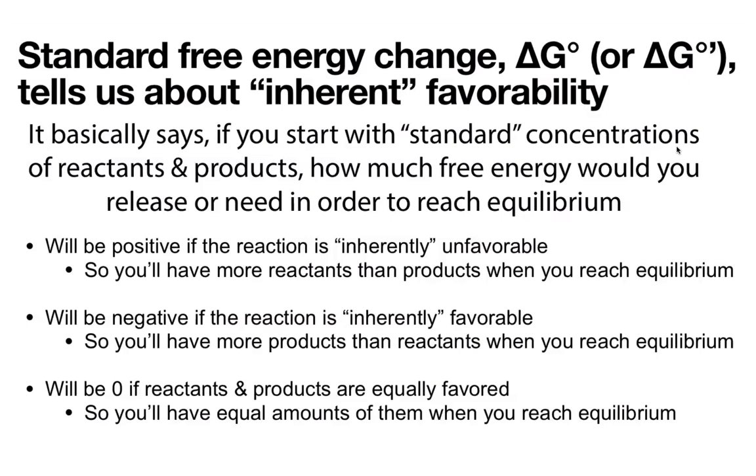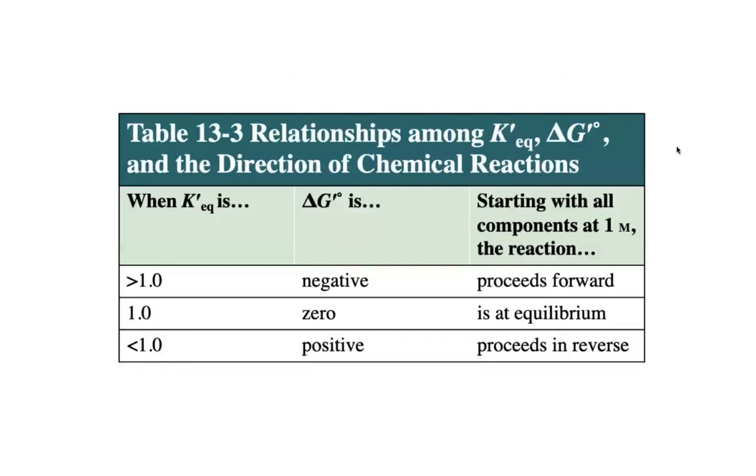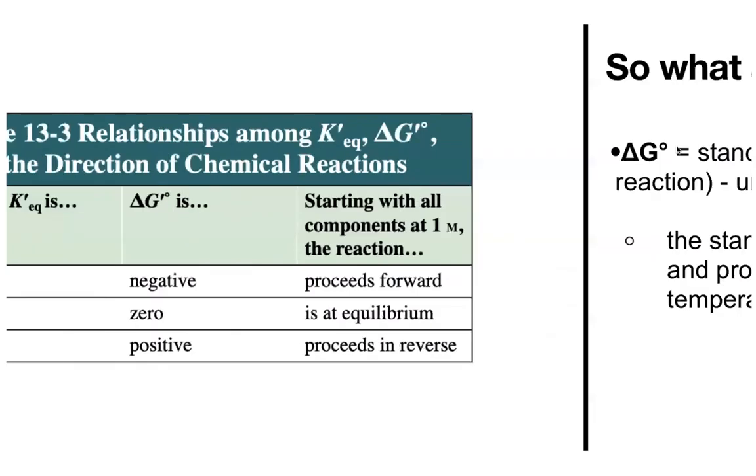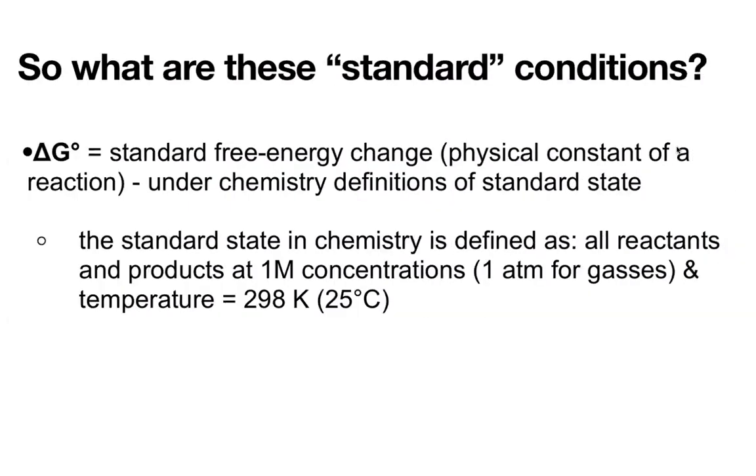And so by doing this, we have a way to compare between different conditions and figure out what direction things might go based on where they are under those standard conditions. Because as we'll see, there's a way we can go between the standard conditions and the actual conditions. But what are these standard conditions?